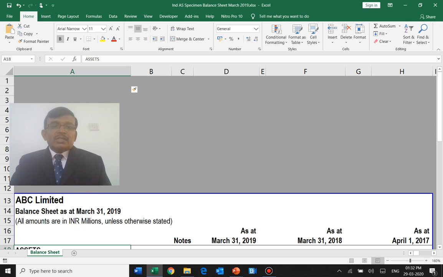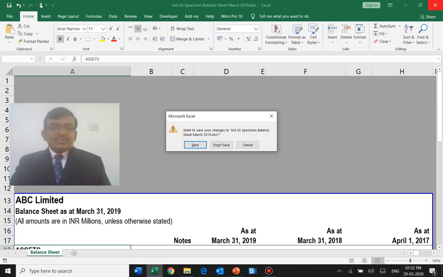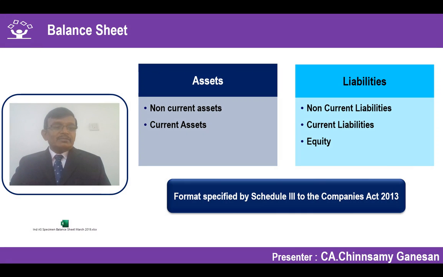Let's move on, because we have talked about current assets and non-current assets, and current liabilities and non-current liabilities. What does it mean? We have to understand, then only is it possible for us to present it properly, right? So I was looking into Ind AS 1, which was actually telling me how I have to do the entire presentation.